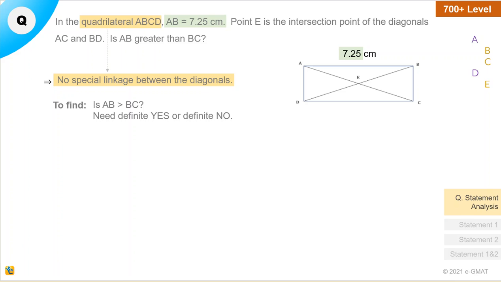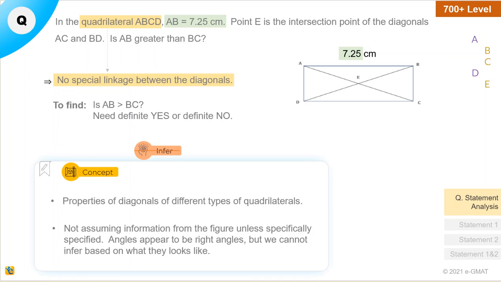Now the question stem analysis is complete. What was important for you till here was that you understand the properties of diagonals of different types of quadrilaterals. Whatever is valid for a rectangle may not be valid for any general quadrilateral, or for a parallelogram, for example. Never assume information from what you see in a figure unless specifically specified. So here you already have a learning point. With this now, let's move on.